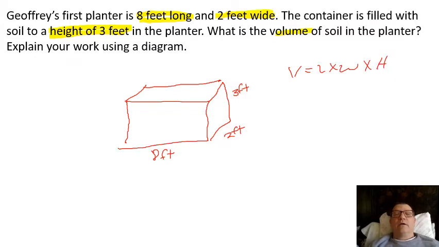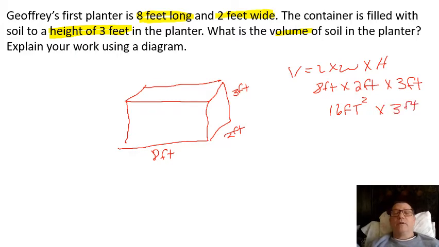So my length is 8 feet, my width is 2 feet, and my height is 3 feet. So I've got 8 times 2 would be 16 feet squared times 3 feet. And I know 3 times 10 is 30, 3 times 6 is 18, so it's going to be 48 feet cubed. So I know the volume equals 48 feet cubed.